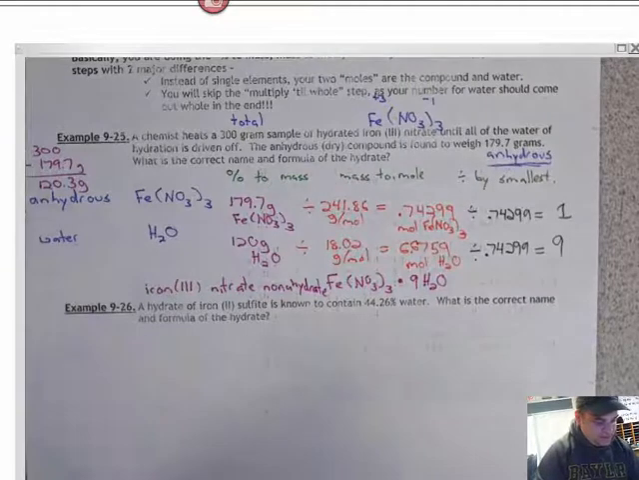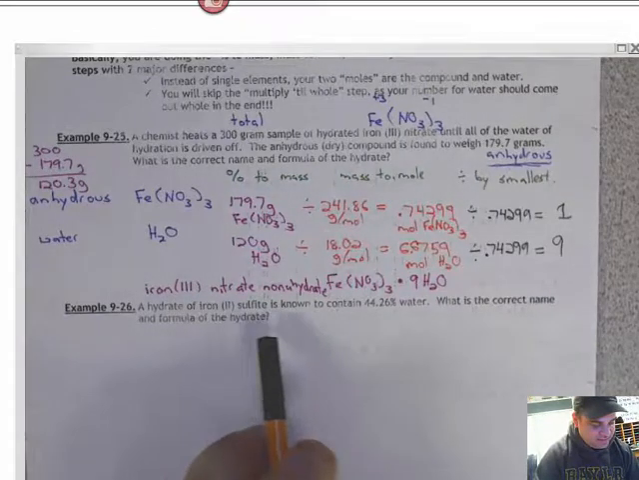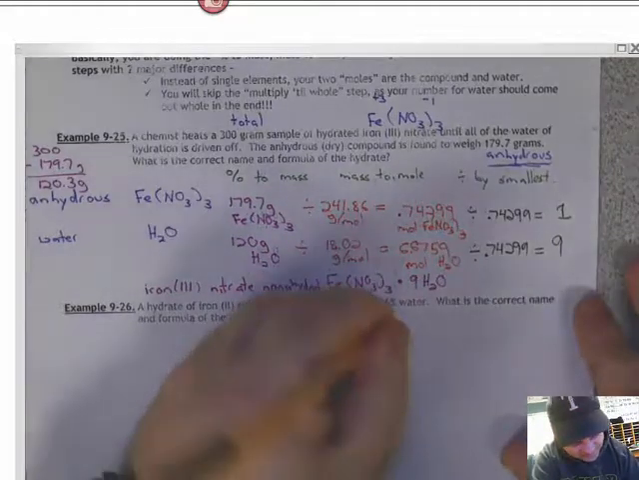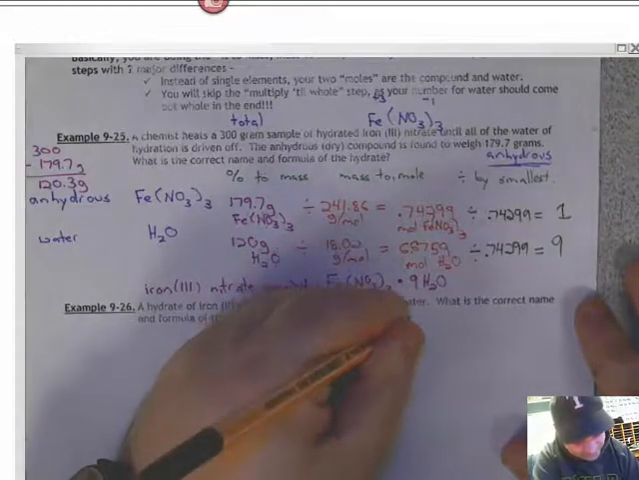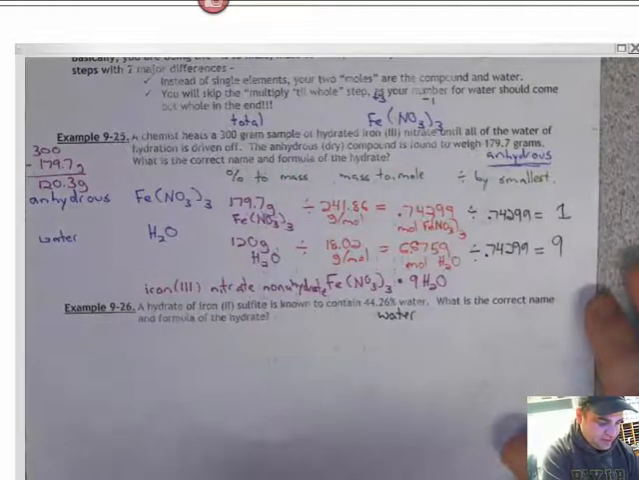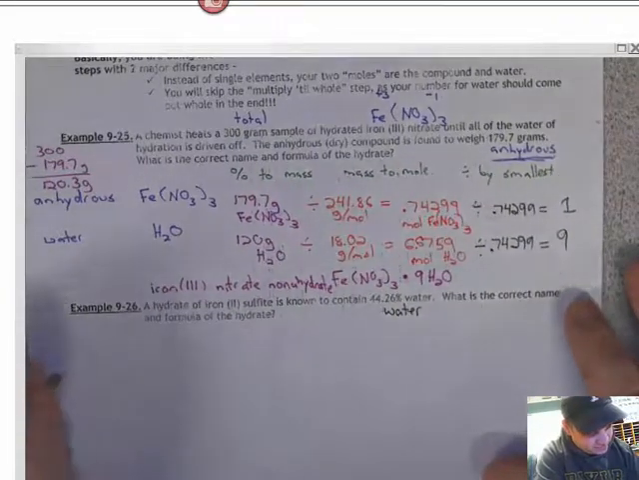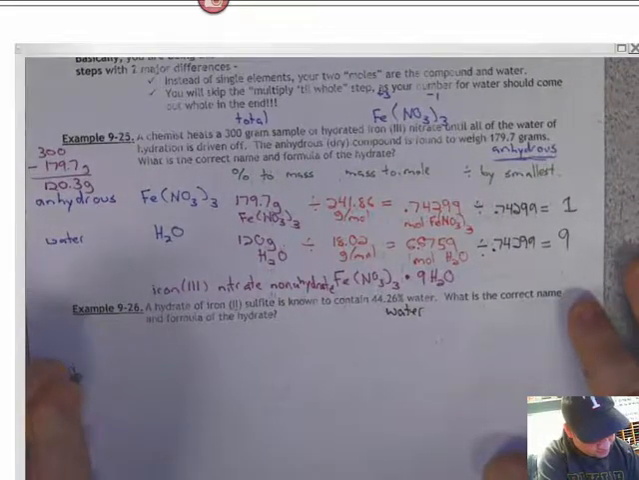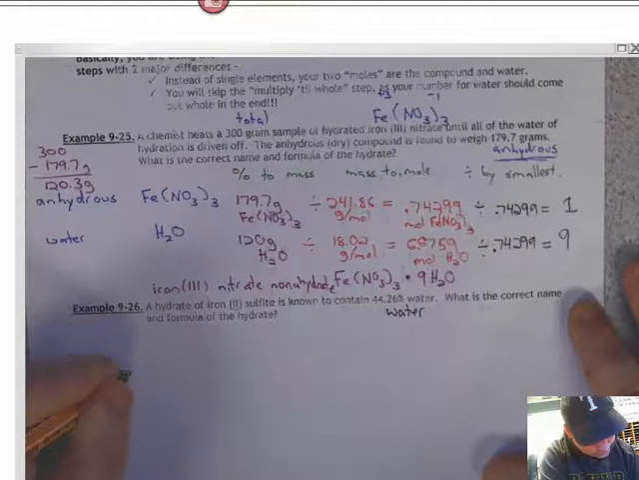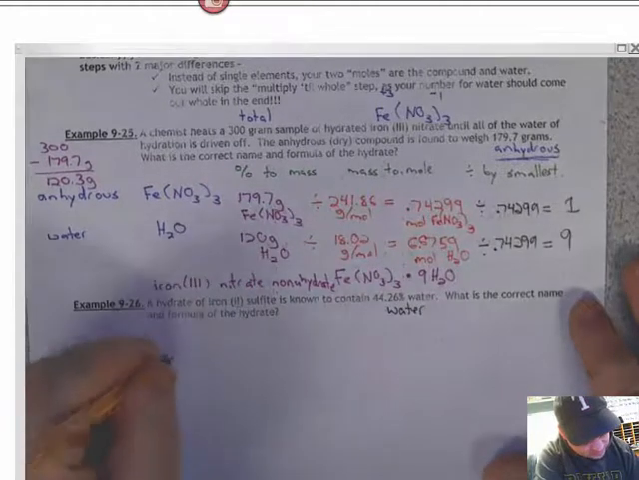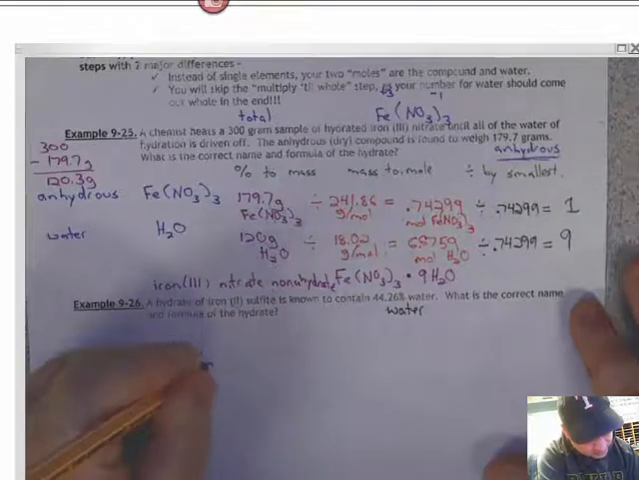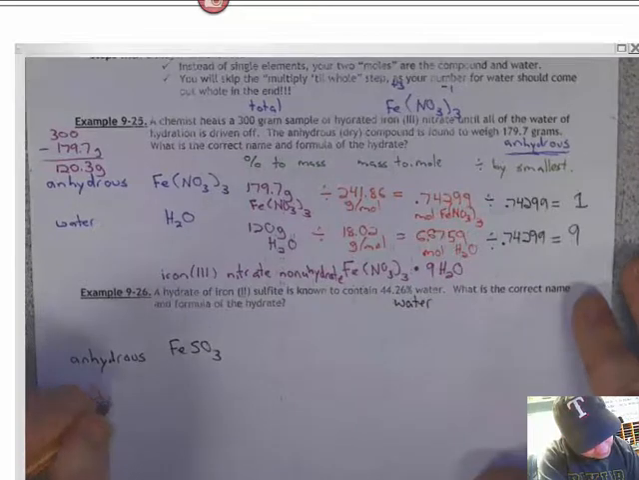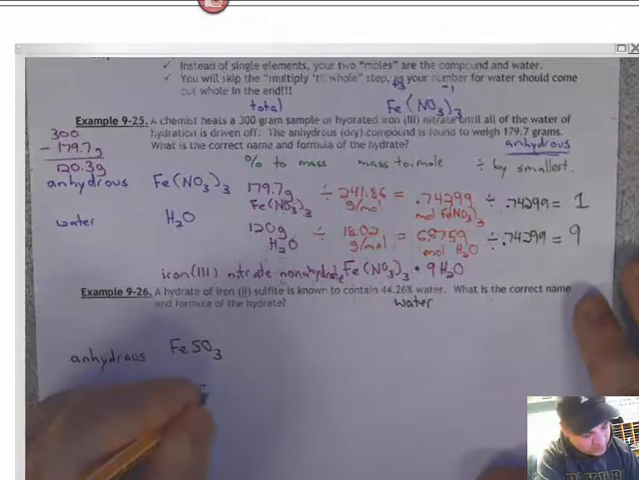Okay, let's look at the next one. A hydrate of iron 2 sulfite is found to contain 42.26% water. So this is the water. What is the correct name and formula for the hydrate? So we have iron 2 sulfite. That is our anhydrous. That will be FeSO3. We have our water. That will be water.